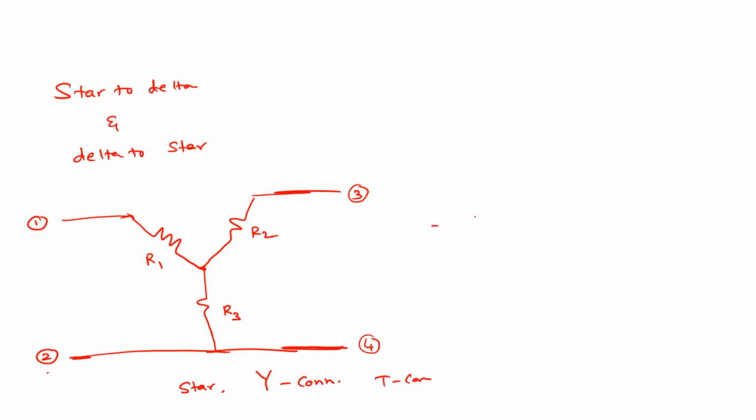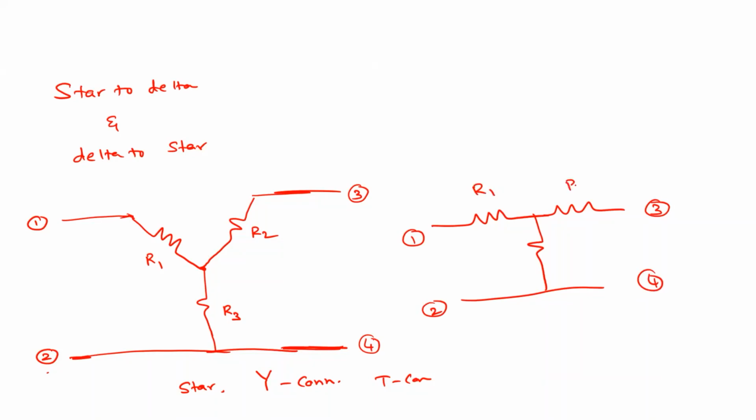If you carefully observe, it is something like this, right? Both are the same, so this is a T connection only. So here you have R1, R2, and we have this R3. There are several names for this. This is also known as star connection, Y connection, sometimes T connection. The idea is three resistors are joining at a single point.